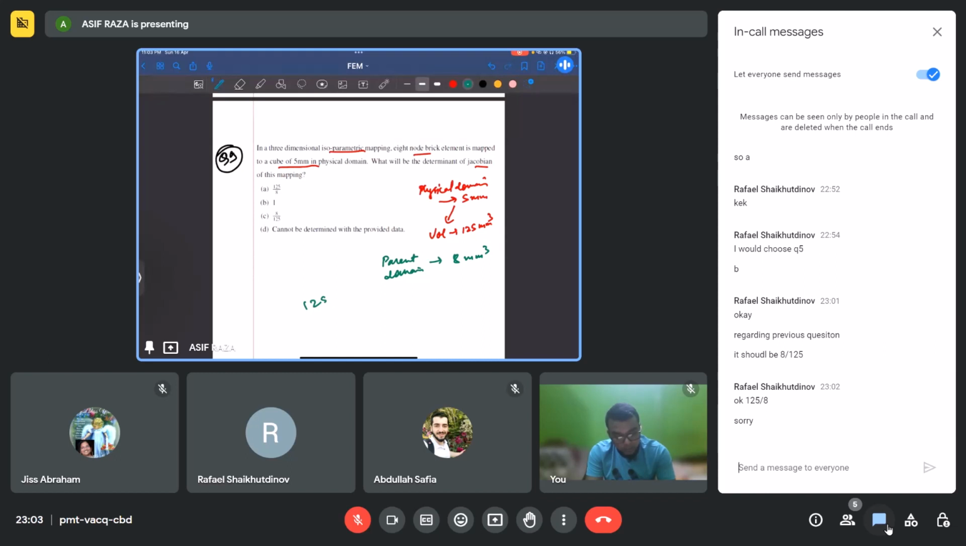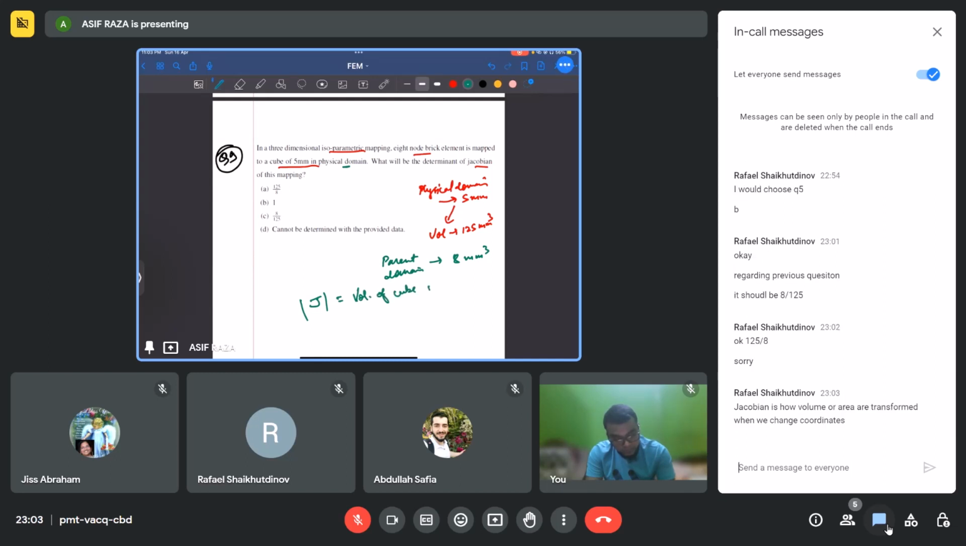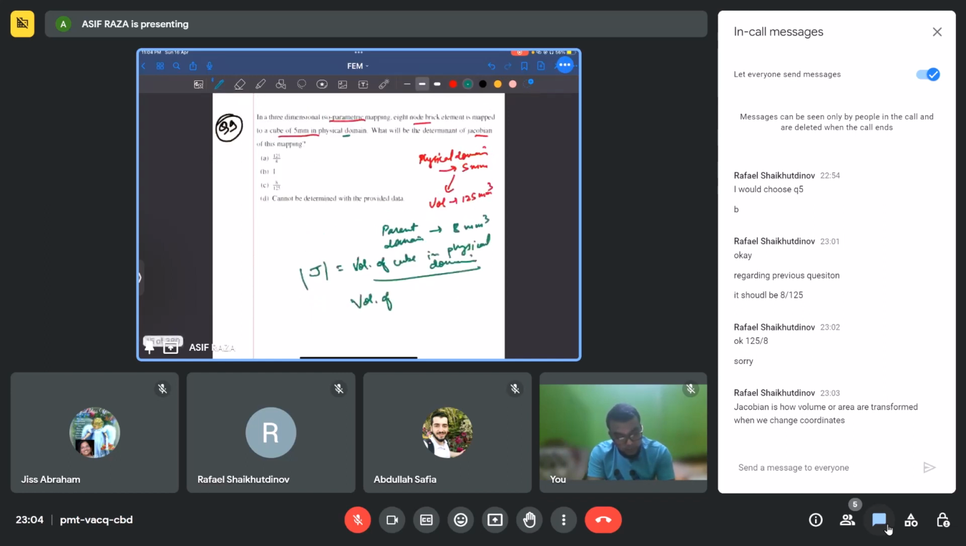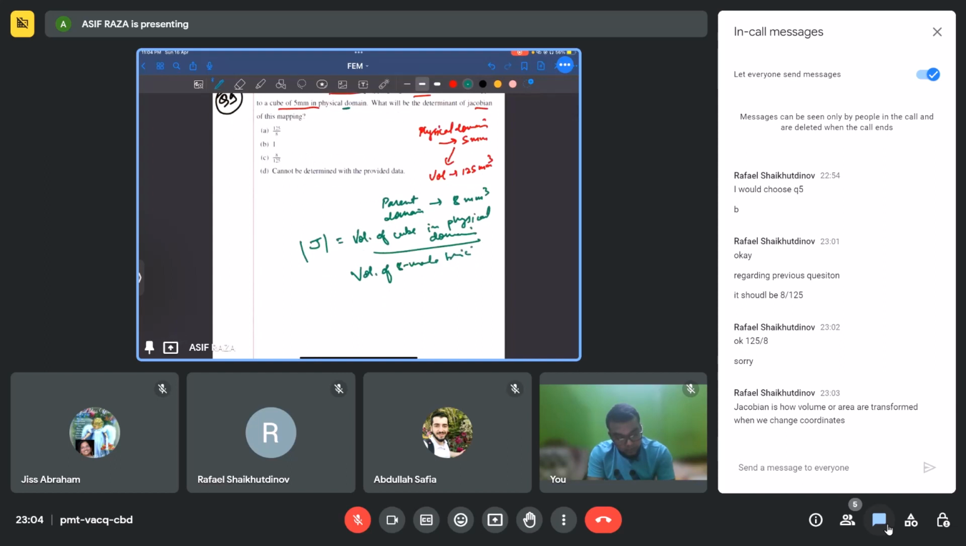Okay, so the Jacobian, I said, would be the found volume upon original volume in that perspective, and our new volume is the physical domain one, isn't it? It's mapped to the physical domain. So volume of cube in physical domain upon volume of 8-node element in parent domain.